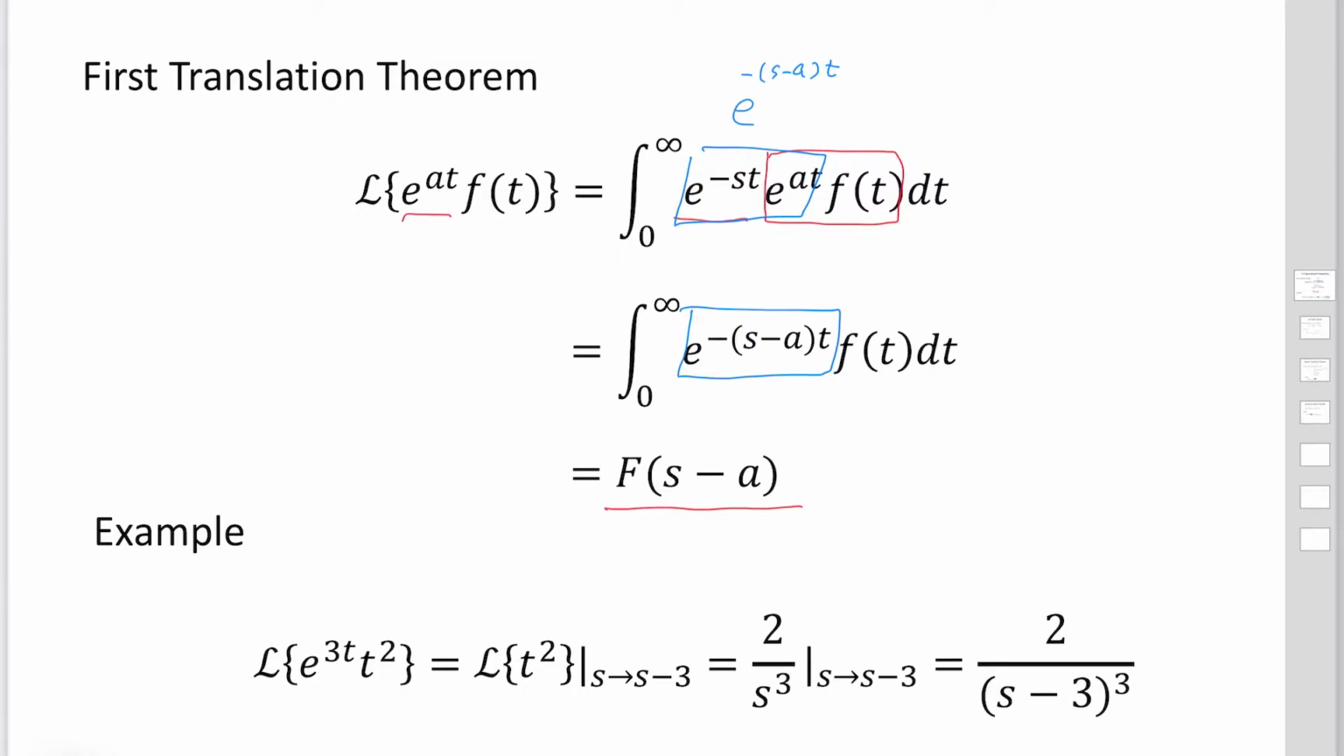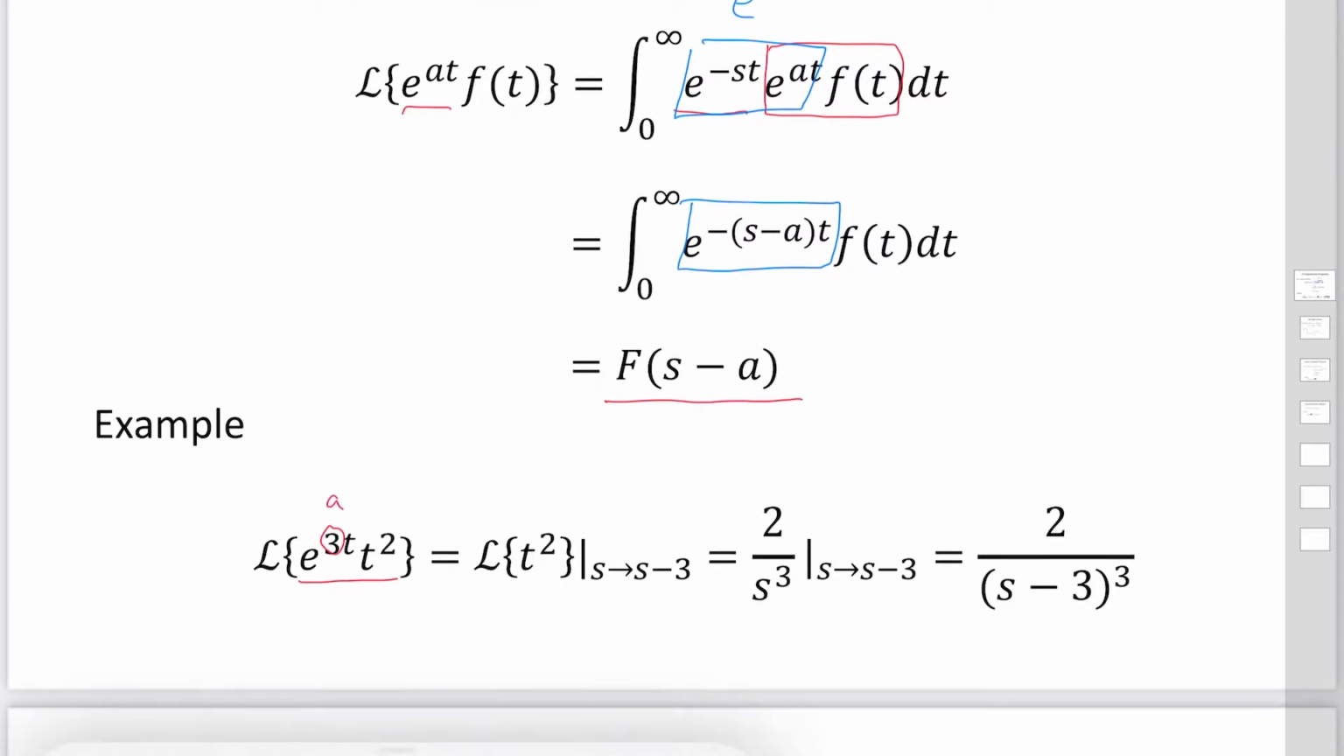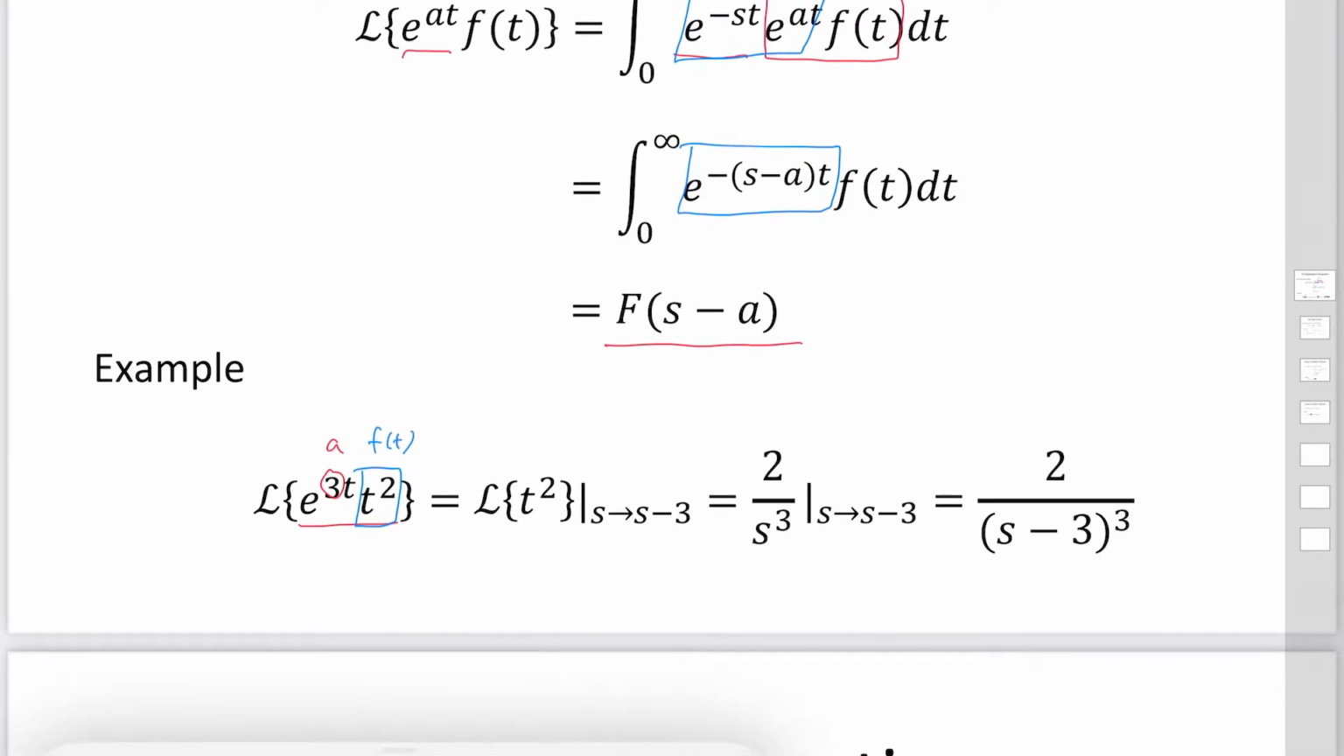Then I'd like to show you how to use this first translation theorem in calculations. Example: we consider the Laplace transform of e^(3t) times t squared. So 3 corresponds to a. From the first translation theorem, at first we need to find the Laplace transform of f(t). In this case, f(t) is t squared. So we are going to find the Laplace transform of t squared.